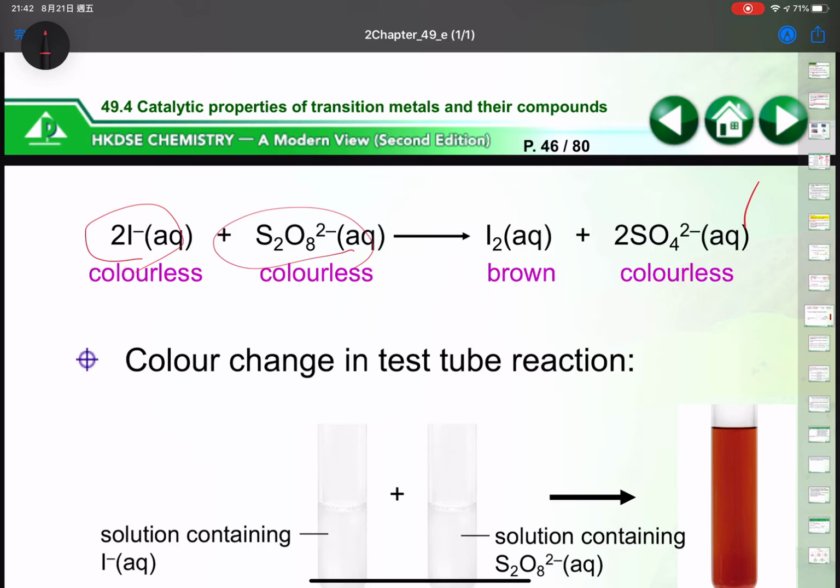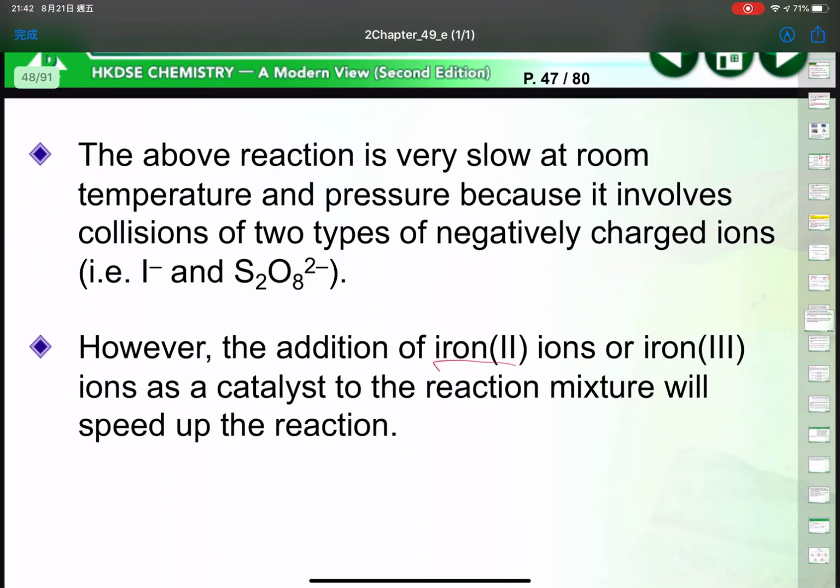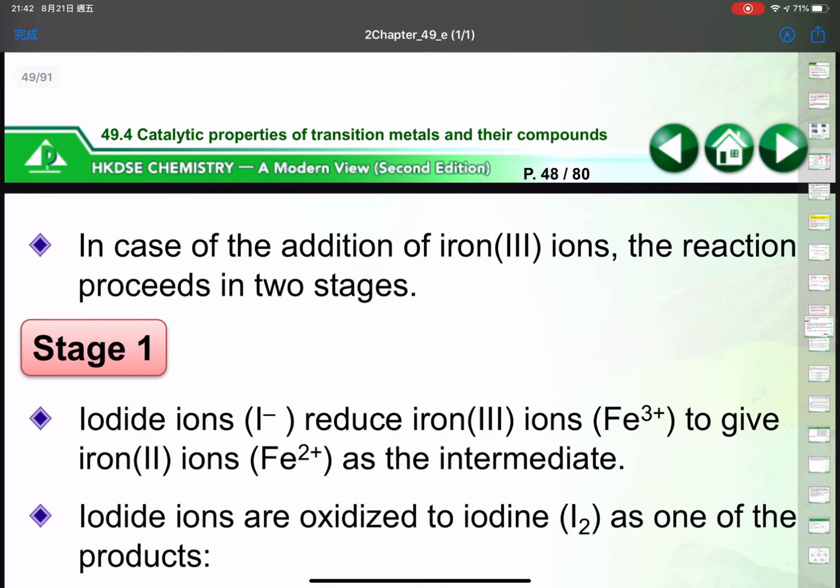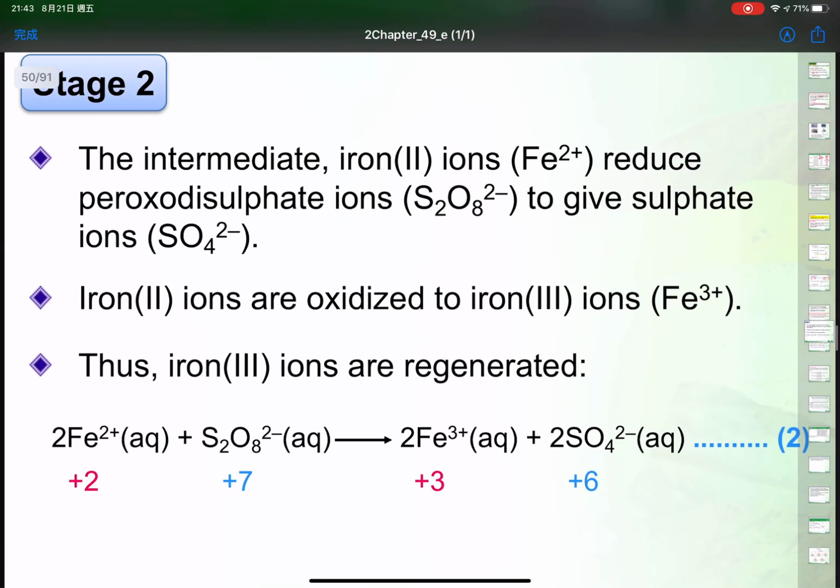Okay, but if we add the catalyst, iron 2 or iron 3, then the reaction can be sped up, because iron 2 and iron 3 are positively charged ions. They will attract each other. You can see it. Firstly, iron 3 will attract the iodide to become iron 2, and then later on iron 2 will react with the S2O8 to form another compound. So iron 3 will come out.